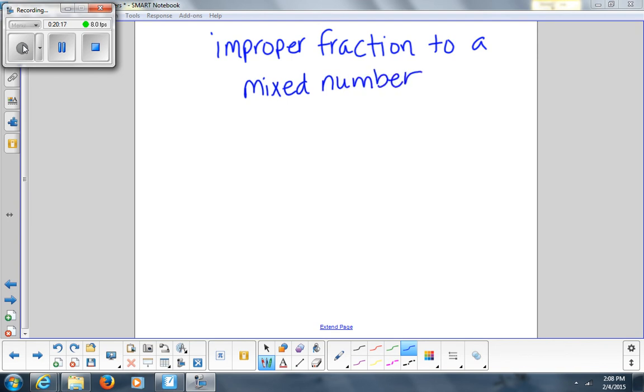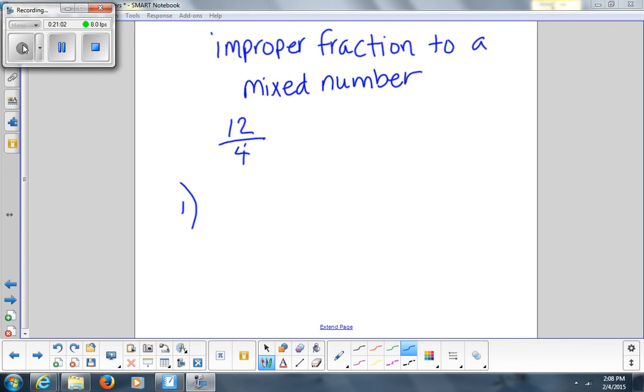Okay, so if I have 12 fourths, if I multiply to get here from a mixed number, what do you think I'm going to have to do to get back to the mixed number? Divide. Yep. If I multiply to get here, I'm going to have to do the opposite, which is divide. How many times can 4 go into 12? And how much do I have left over?